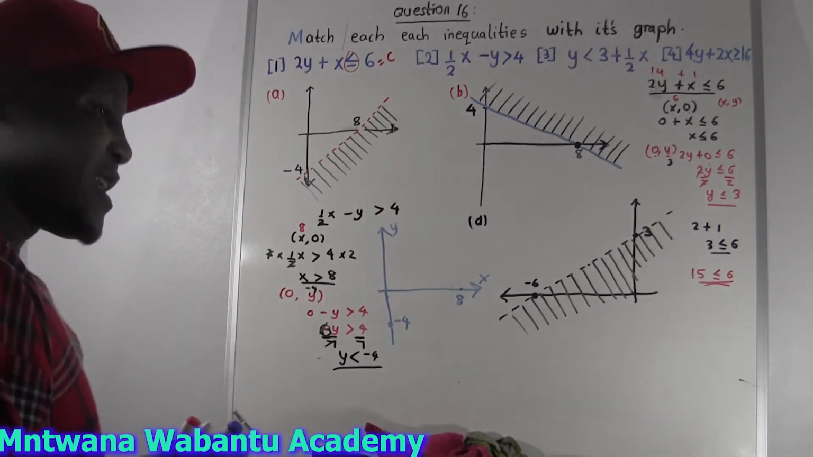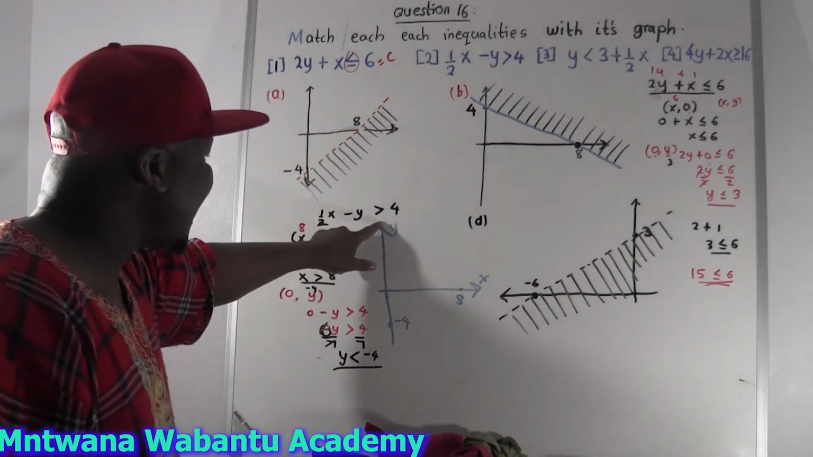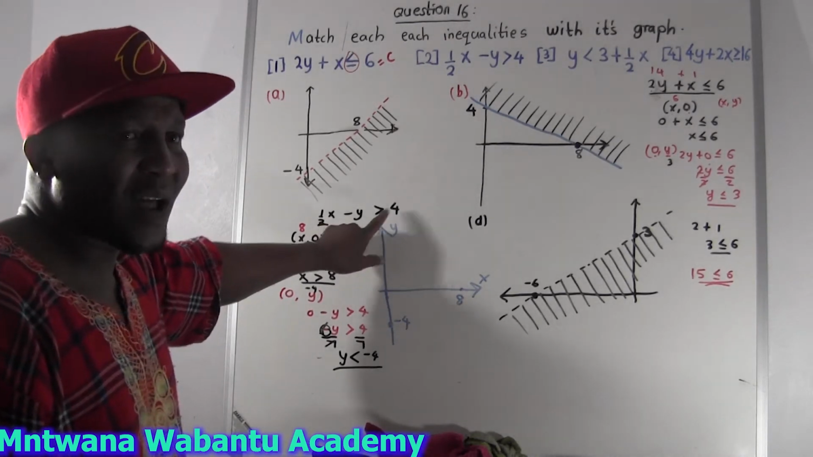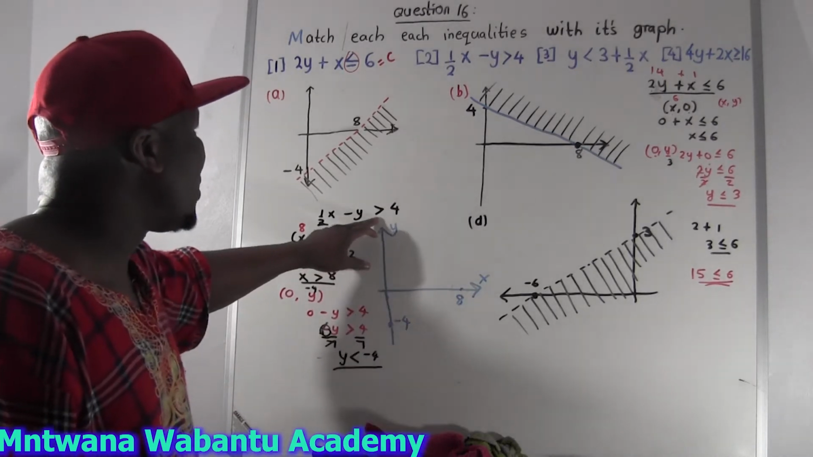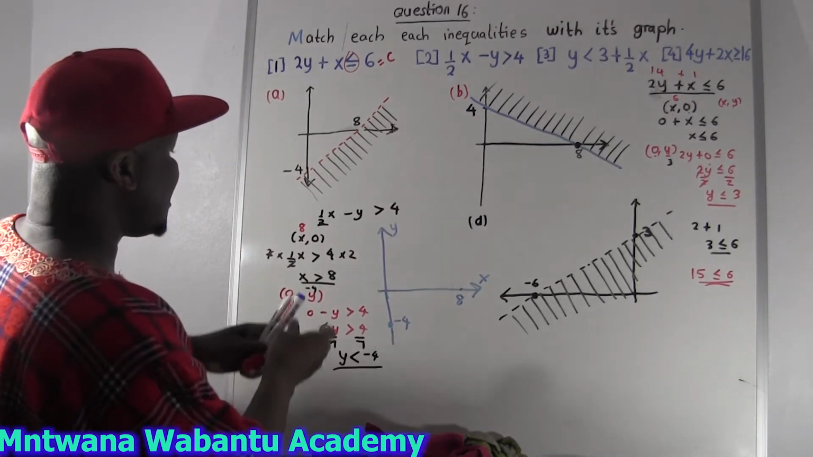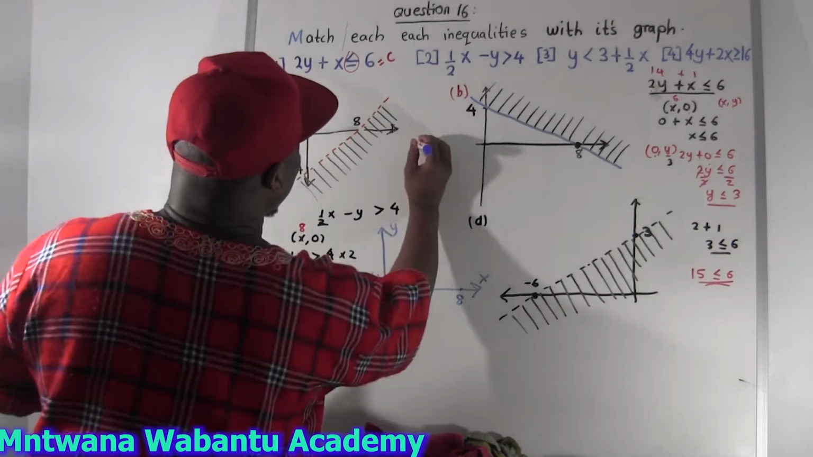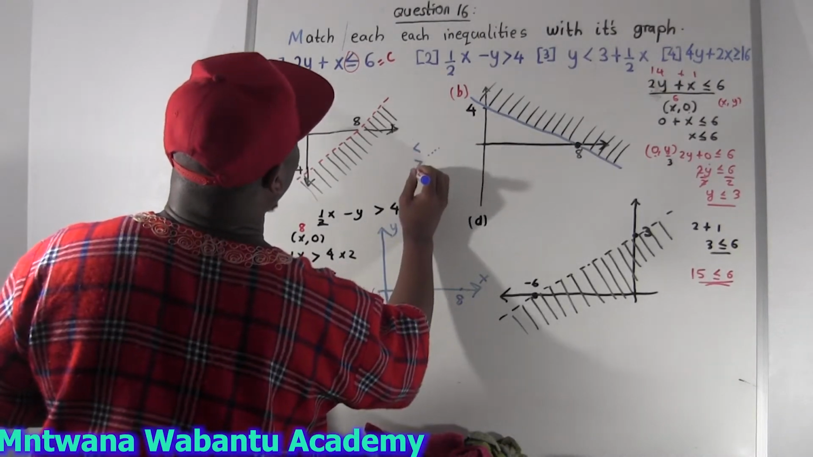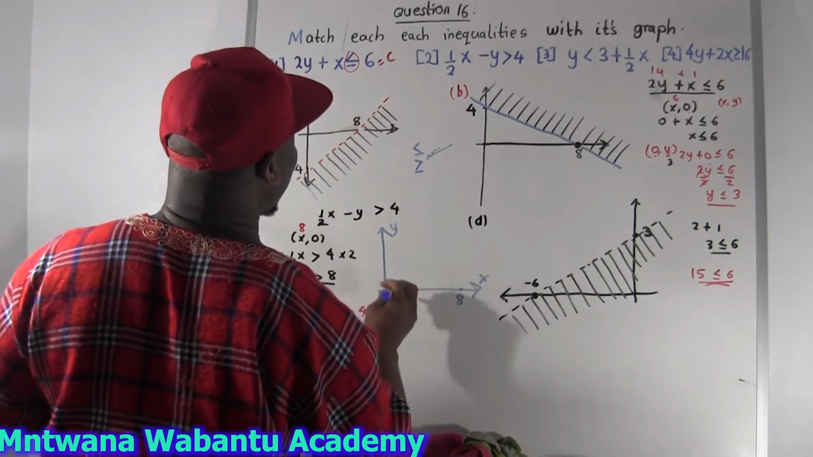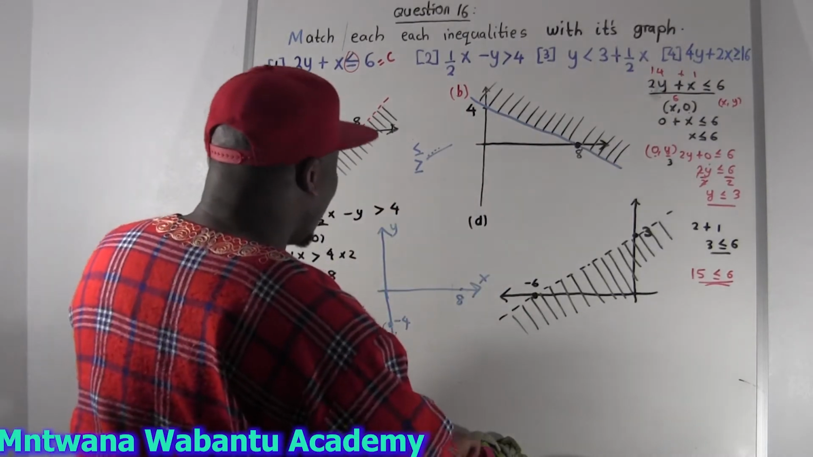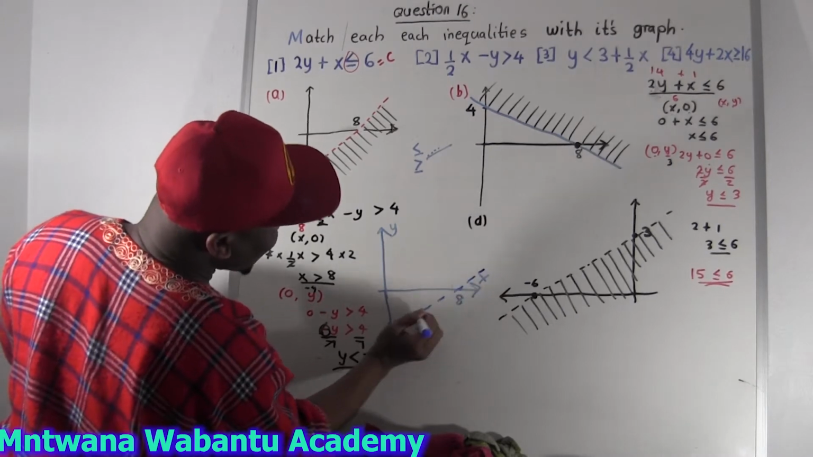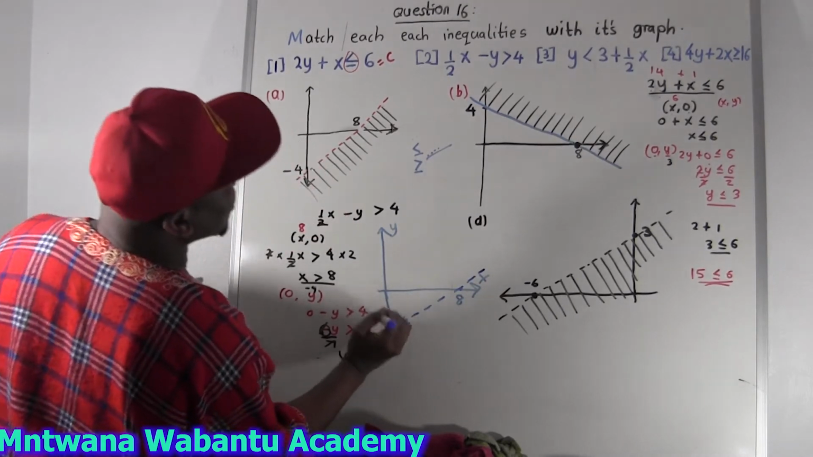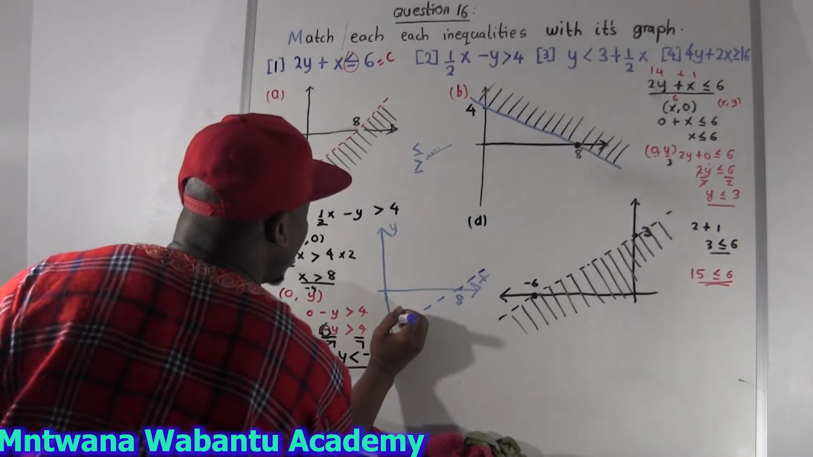And then after that, I have to look. You see this sign here? This sign means our line is going to be dotted, because it's not including the line. If it's this or this, it's going to be a dotted line, but if it's this, then it's a solid line. So for this case, it's going to be a dotted line. You must cut at this point, right? Dot, dot, dot.